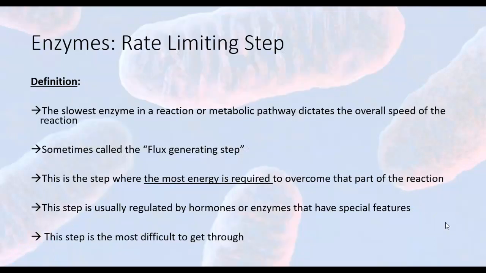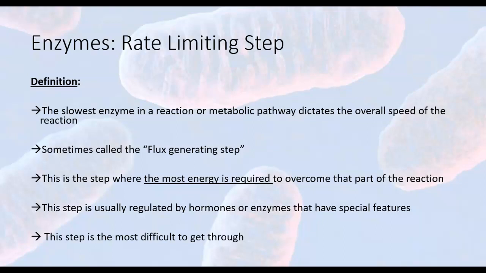Okay, so continuing on with enzymes, let's talk about what a rate-limiting step is, and I'm going to give you that definition. When several steps occur in a reaction, the overall rate is determined by the step or the steps with the highest activation energy. Sometimes this is called the flux generating step. So the slowest enzyme in a reaction or a metabolic pathway dictates the overall speed of the reaction. That makes sense, right? The slowest enzyme in a reaction actually dictates the overall speed of the reaction, okay?